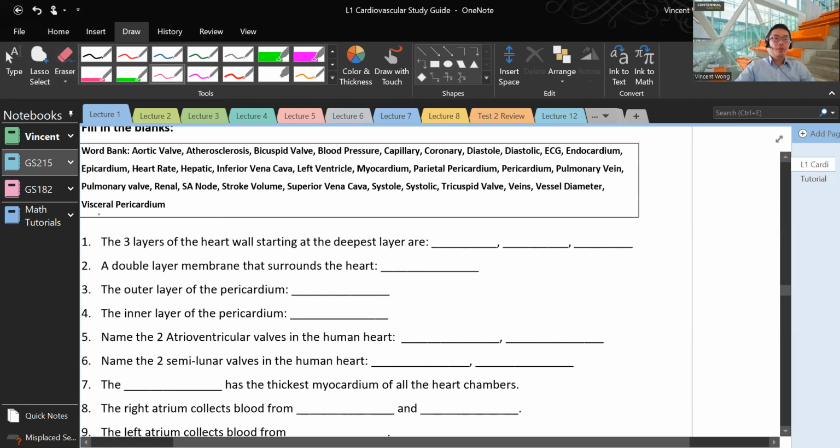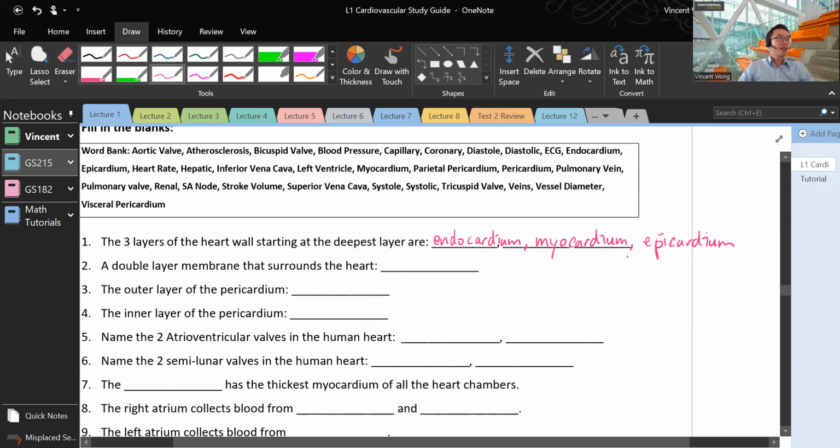Anyways, the first one, the 3 layers of the heart wall, starting at the deepest layer, are endocardium, followed by the myocardium, and then the outermost layer would be the epicardium.